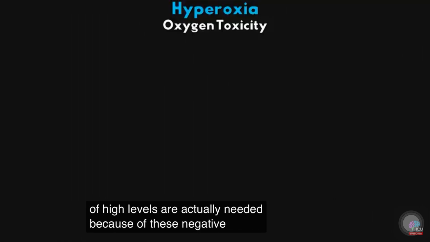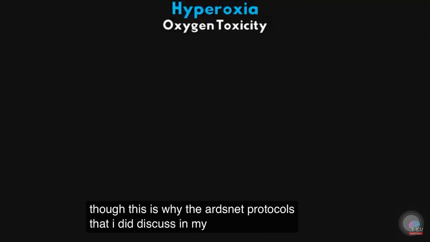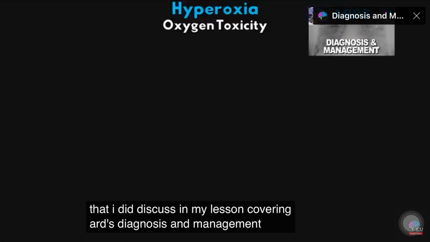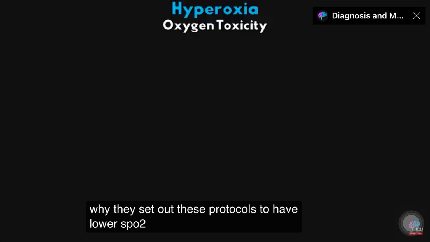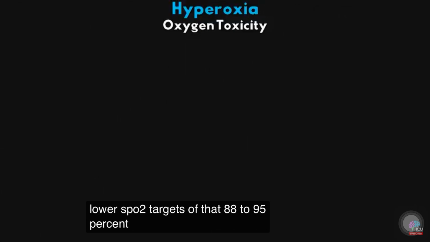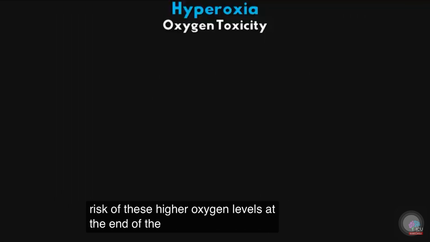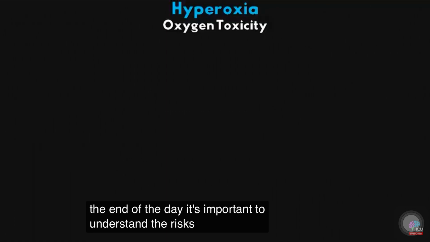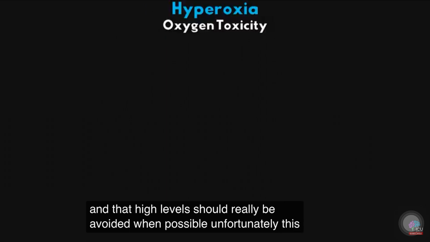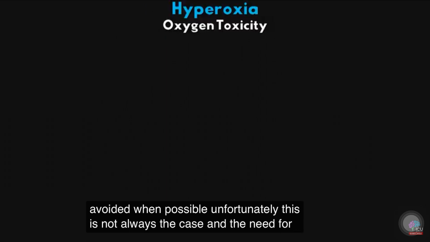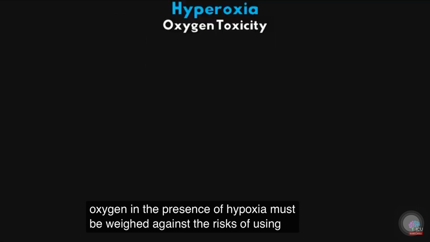Because of these negative consequences though, this is why the ARDS-NET protocols that I did discuss in my lesson covering ARDS diagnosis and management set out lower SpO2 targets of 88 to 95%. This was to try and reduce the risk of these higher oxygen levels. At the end of the day, it's important to understand the risks that come with it and that high levels should really be avoided when possible. Unfortunately, this is not always the case, and the need for oxygen in the presence of hypoxia must be weighed against the risks of using such high levels.